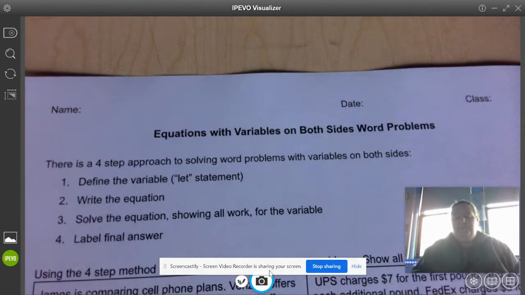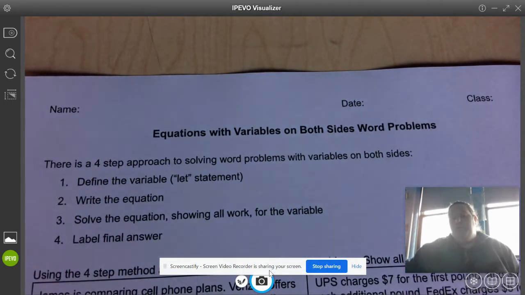Hey everyone, it's Mrs. Brimlow, and today we're going to look at how you solve word problems for equations when you're going to have variables on both sides.